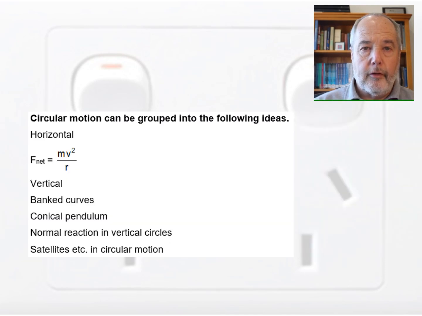I have grouped the circular motion problems into a range of categories. The first one is we need to consider horizontal circles, then we need to be able to apply F net is equal to mv squared over r. We need to consider vertical circles, banked curves, conical pendulums, the normal reaction in vertical circles, and also satellites in circular motion.